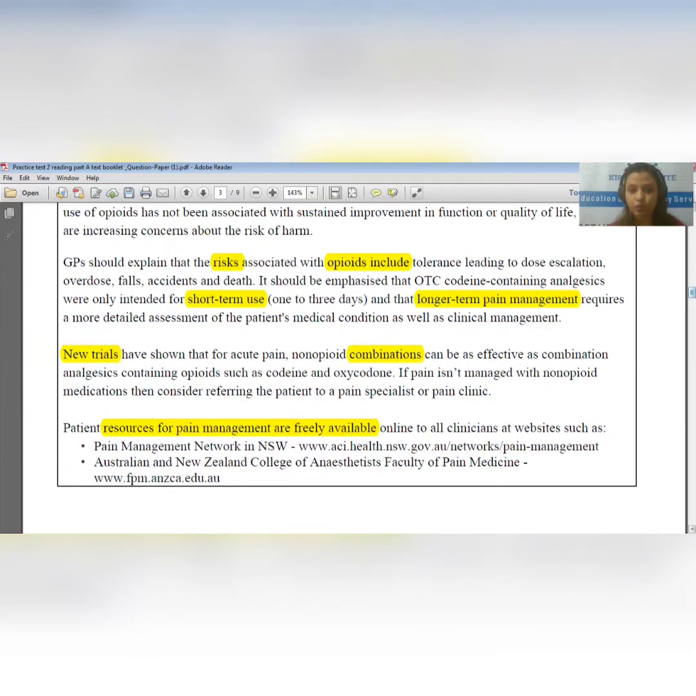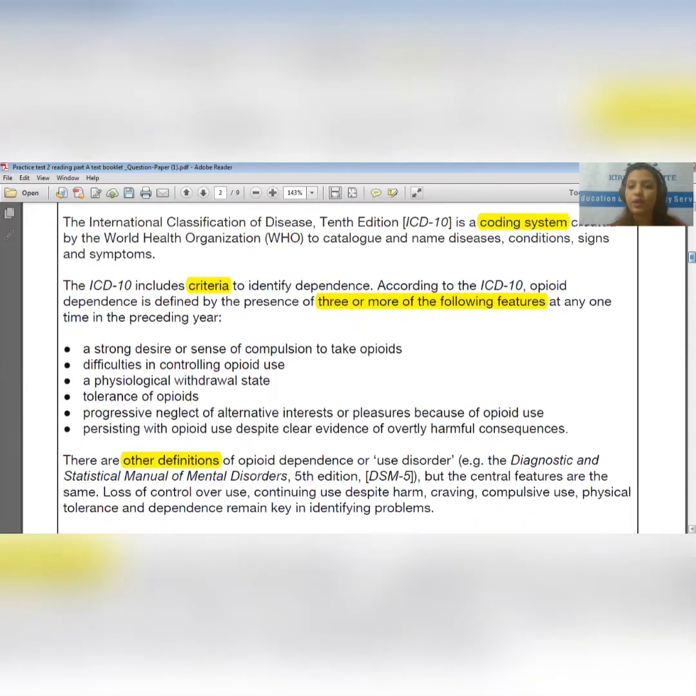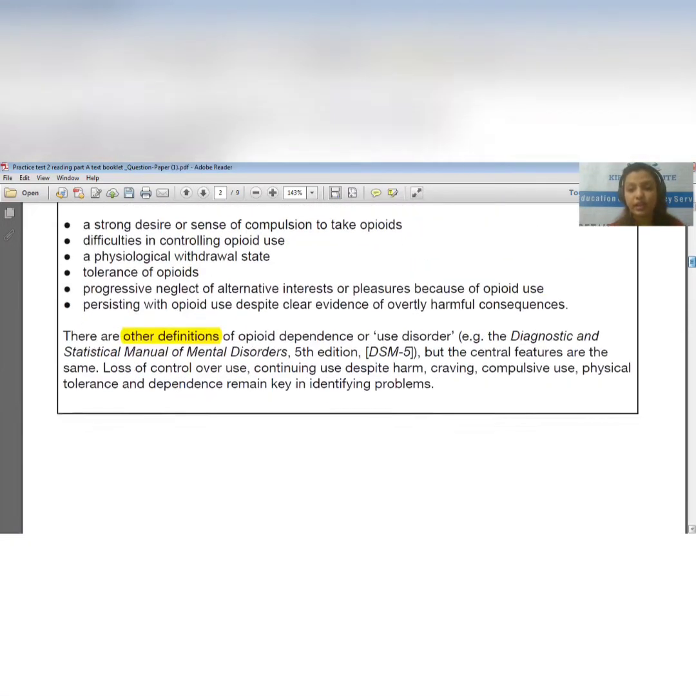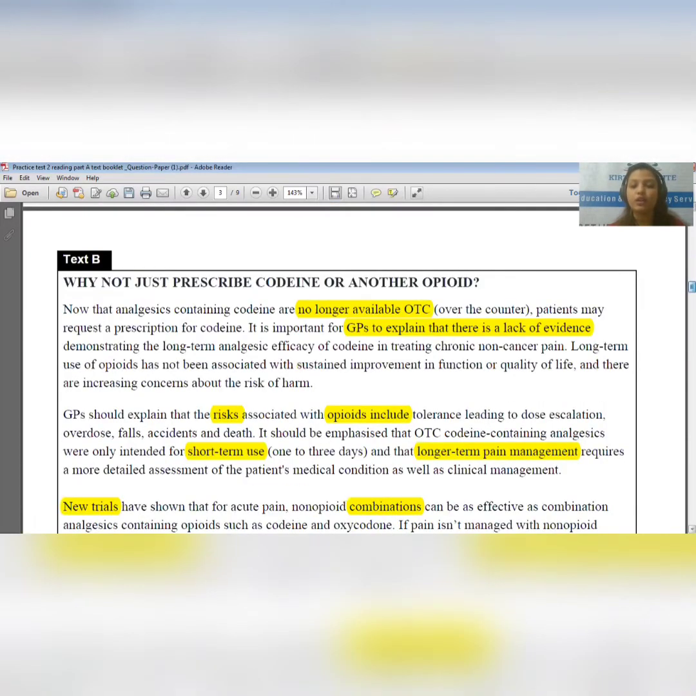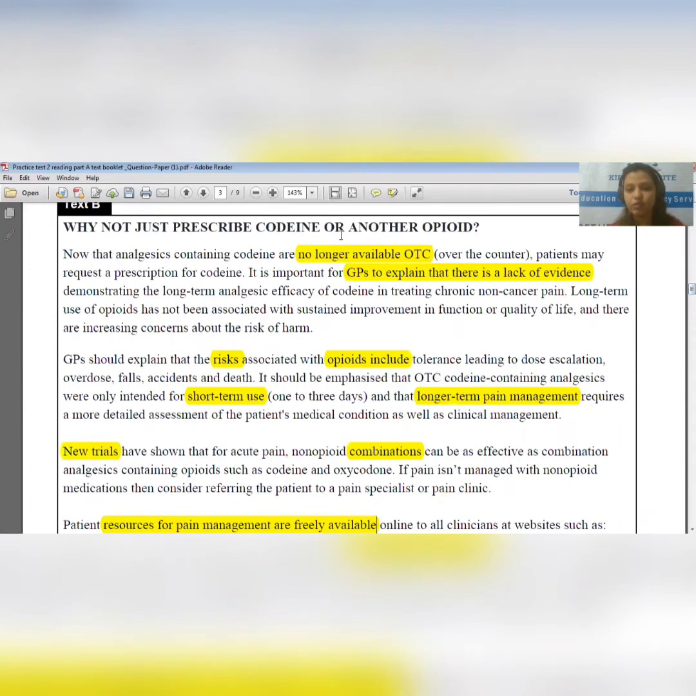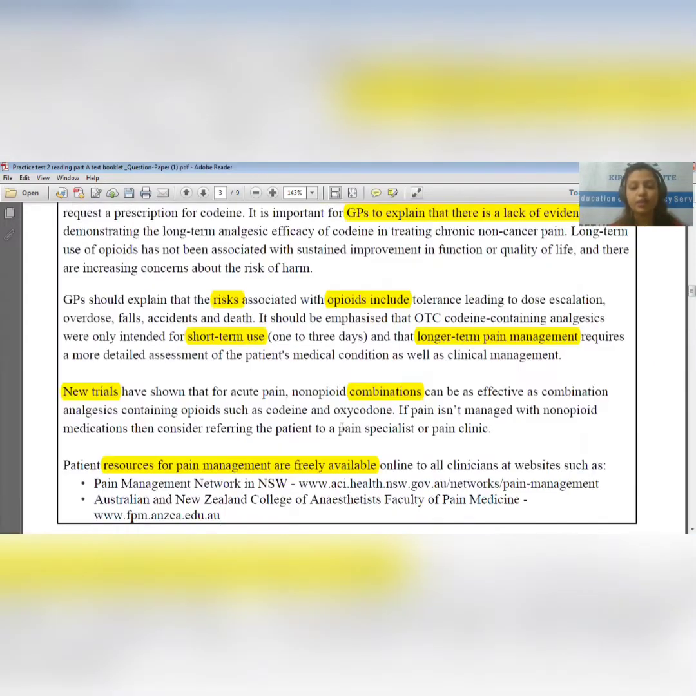Now, after going through two texts, you have to revise what you have seen where. So in text A, identifying opioid dependence, it's a coding system. There are criteria, some features, and other definitions. In text B, they have talked about unavailability of OTC and GP's explanation for the same. In the second paragraph, they talked about the risks associated with opioid dependence, short-term use and long-term use. In the next paragraph, they said something about the new trials with the combination of medications. And again, the last paragraph says something about the resources for pain management, freely available. Here we can see some websites.